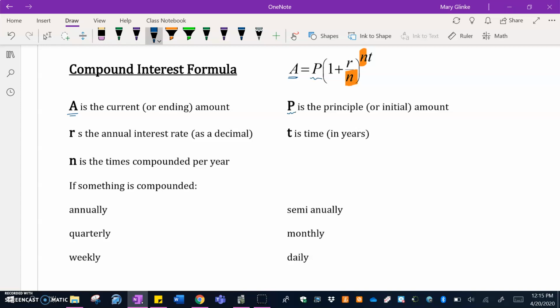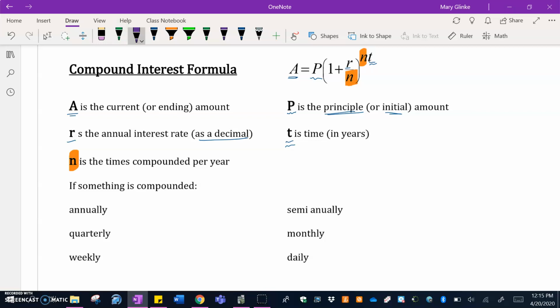P is your principal. That's another way of saying your initial amount. R is your rate. That is still going to be written as a decimal. T is still going to be your time. That part's all the same. Again, the new part here is the n.